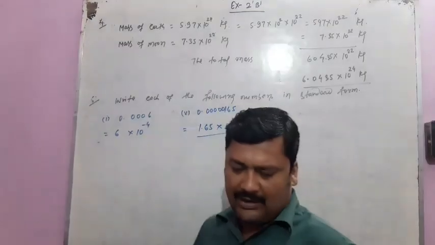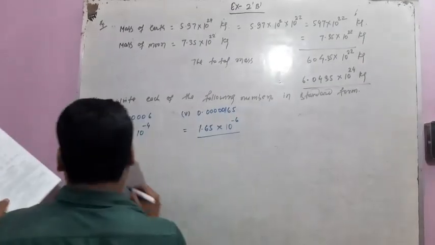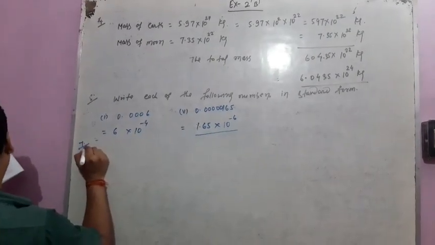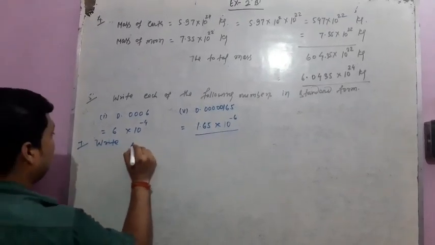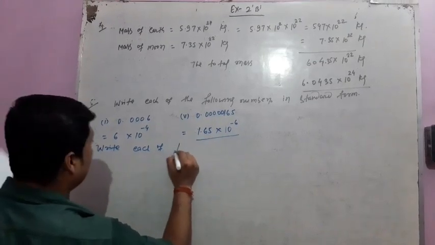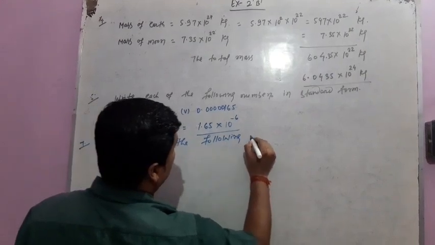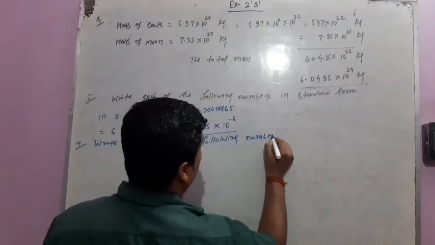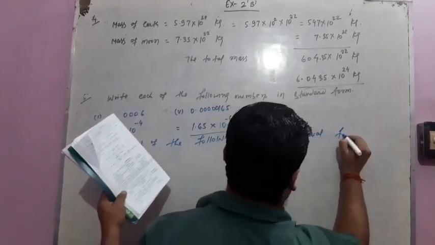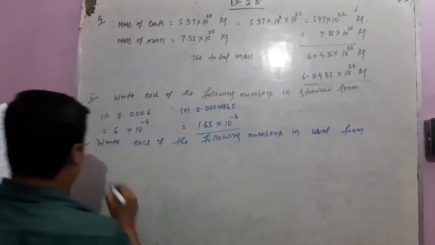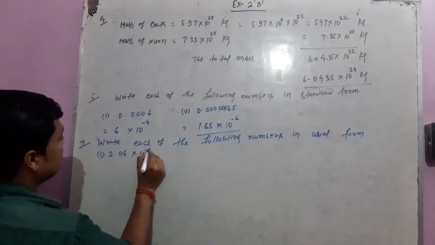Okay. In the same way, you have to solve question number 6. Look at one more example, question number 7. Write each of the following numbers in usual form. Now here the first question is 2.06 into 10 to the power minus 5.